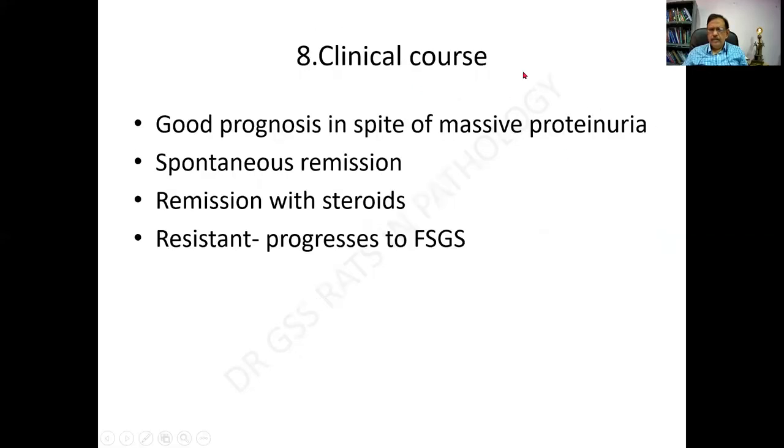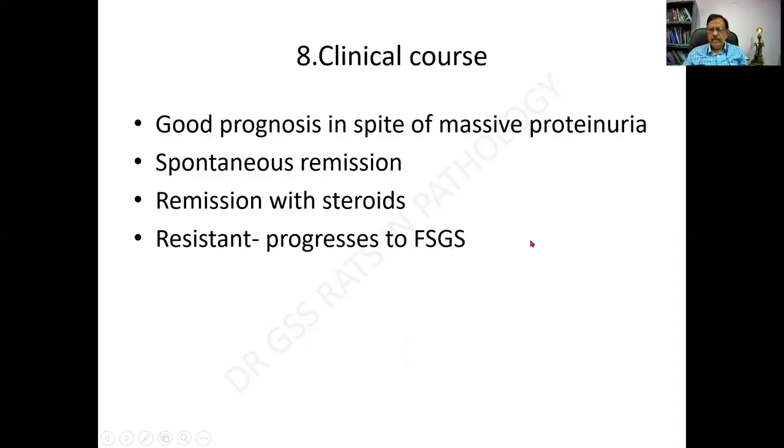And what is the clinical course of the disease? Generally, it has a good prognosis in spite of a massive proteinuria. Spontaneous remission, that is, it gets all right even without treatment. And it responds excellently to steroids. In case it does not respond, it is resistant, it can progress onto focal segmental glomerulosclerosis.